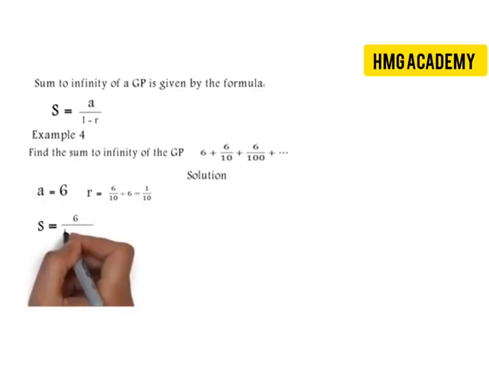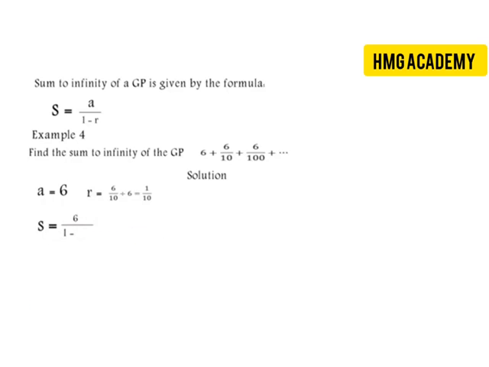So we have 6 over 1 minus 1 over 10. Simplifying further, 1 minus 1 over 10 simplifies to 9 over 10. And when we simplify by removing the division sign, that fraction simplifies to 60 over 9. So our sum to infinity of the GP above is 6 whole number 2 over 3.